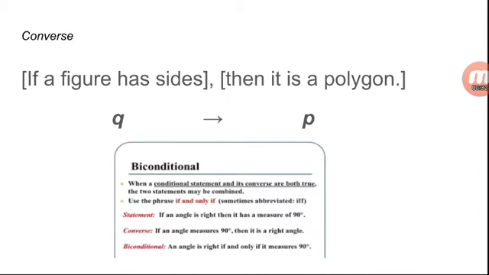So here's a converse. It is a conditional but flipped. Notice that the letters are also flipped. If a figure has sides, then it's a polygon. Biconditional statements will come later, but I just want to point out that for a biconditional statement to exist, both converse and conditional statements are true. We'll talk about that later.